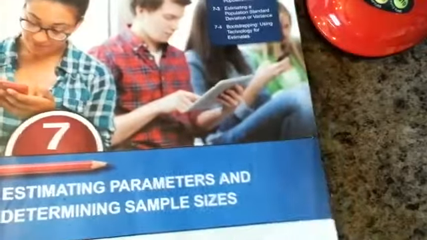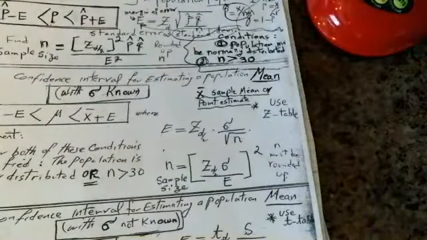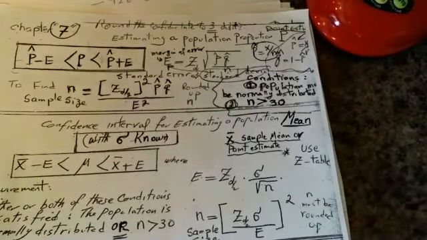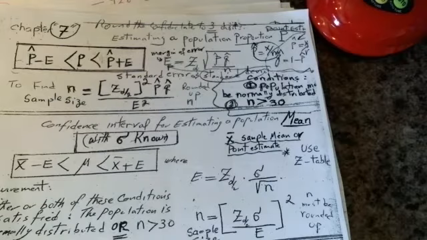Section 7.1, Chapter 7, Statistics. What I did here, I summarized all the formulas of Chapter 7 into one page. So when you want to work on the problems, these are the formulas to use.